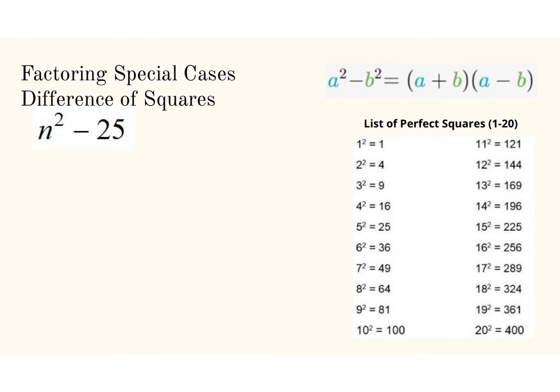Another special case is the difference of squares. Again, you want to know your perfect squares by memory, at least up to 15. This will make your life a lot easier. So n is being squared, and 5 is being squared. So if I am using this formula, then my answer is going to be n plus 5, n minus 5.